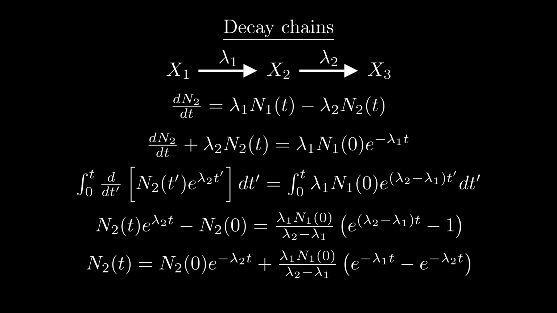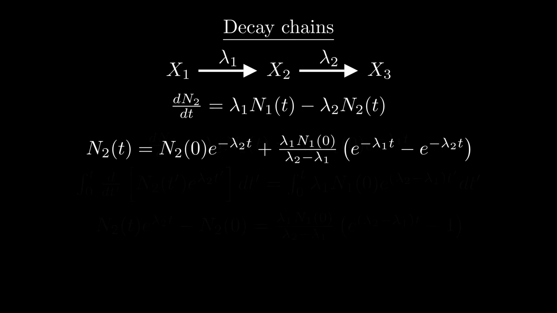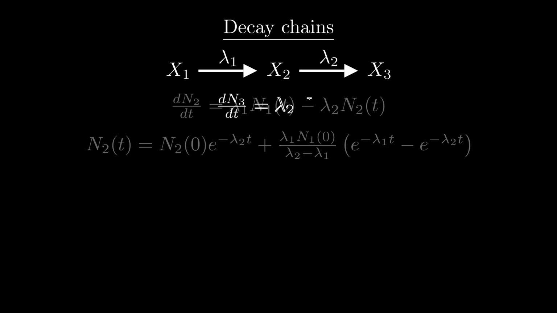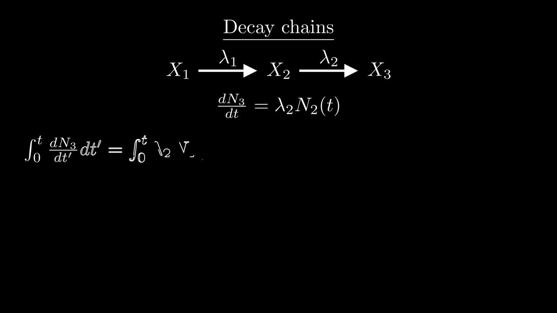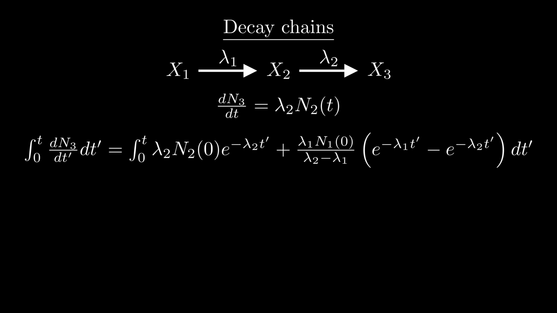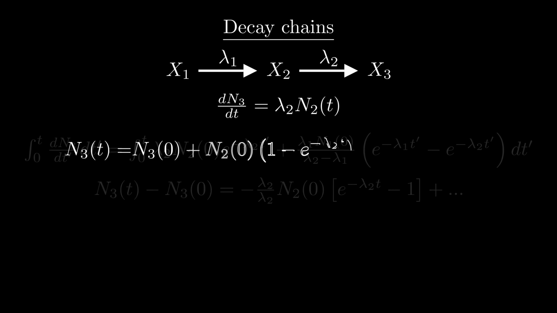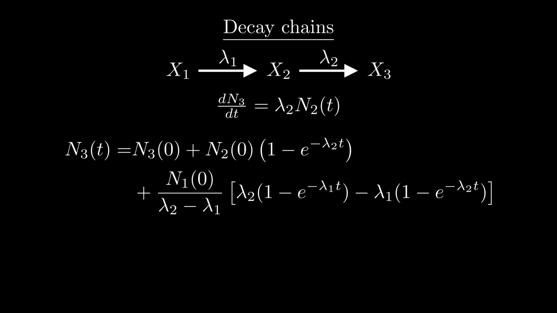The first term represents the original population of x2 that decays away with time, and the second term represents the population of x2 resulting from the decay of x1, which builds up and eventually decays away. Now, while the differential equation for n3 of t looks nicer, solving it is actually even more tedious, so I won't talk through the math here, but it's just using another application of an integrating factor to get to a solution. And you can see that it's getting pretty messy here.